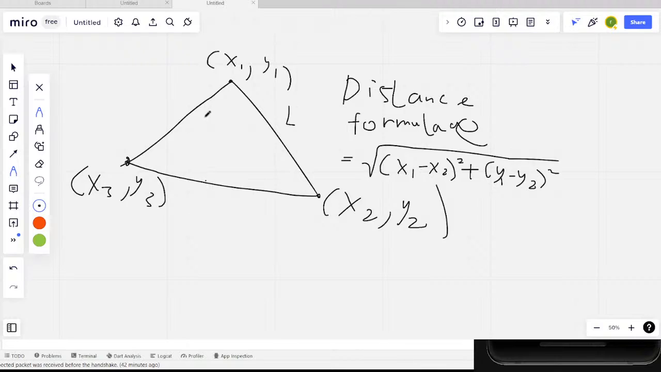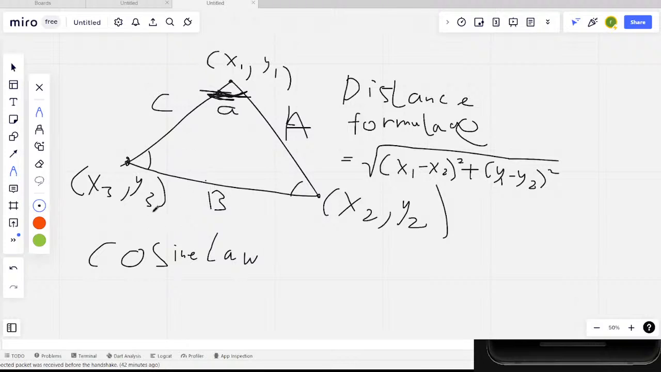Okay, that's great. What if I want to know each angle here? How to identify each angle in a triangle? We will use a law that is called the cosine law. So let's name this side A and this side B and this side C. Okay, so let's find the measure of this angle.